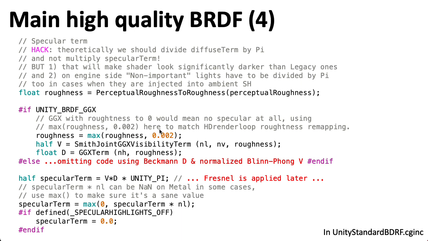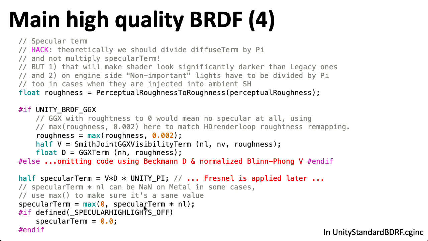And apparently they say here that's to match HD render loop roughness remapping, and I have no idea what that is. Now, I want to emphasize this is not the complete Cook-Torrance term yet. The Fresnel factor is applied later. Here they are multiplying it by pi. That relates to the comment above.